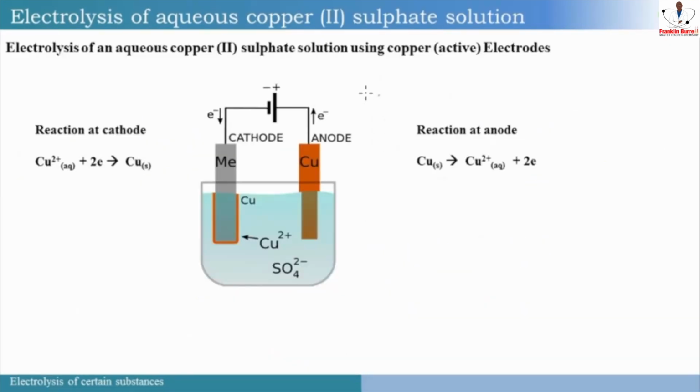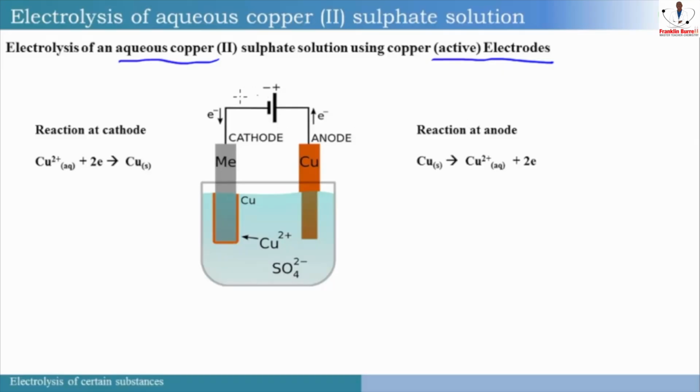Let's go. Using active electrodes and our electrolyte being aqueous, which factor are we going to look at? Well, it must be factor 3, which deals with the type of electrode. The type of electrode being active takes preference over the position in the series as well as the concentration of the electrolyte. So factor 3 takes preference over factor 1 and factor 2.